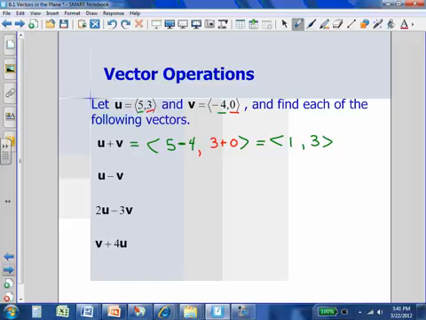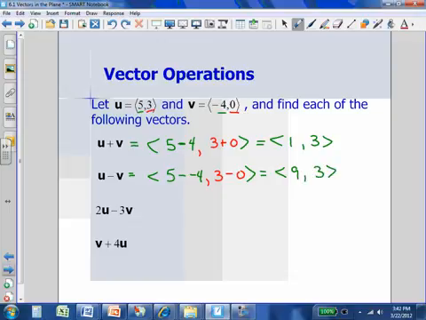That's addition. Subtraction, very similar. This time we're going to have 5 minus -4 and 3 minus 0. Same components, just subtracting them. So then we're going to get (9, 3) for the subtraction.